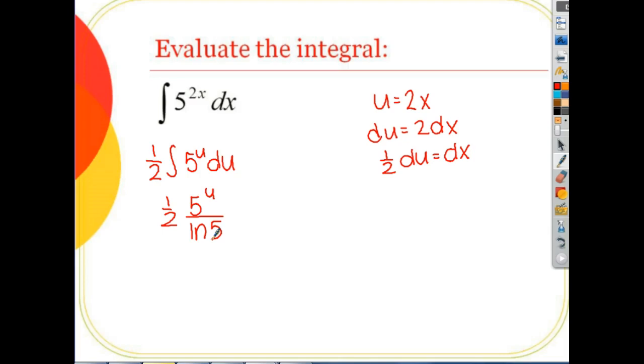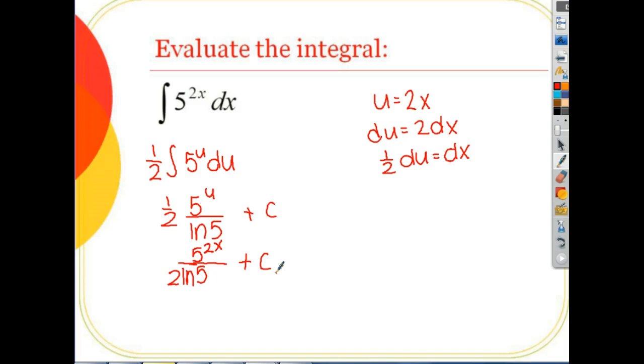Plug back in your u, and don't forget your c. That one looks like... Why natural log of 5?